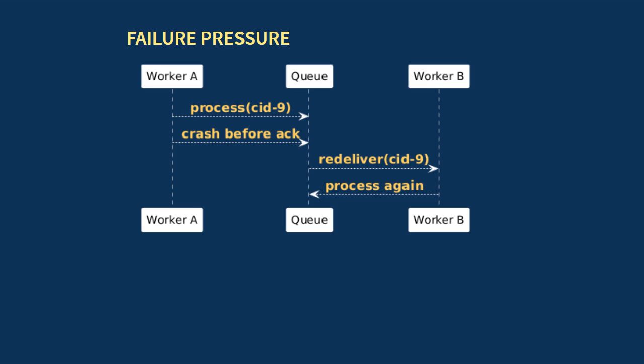Now the failure becomes concrete. One worker starts the event, crashes before acknowledgement, and the queue redelivers the same work. The happy path looked fine, but delivery count and execution count were never the same thing. So the bug is not just a crash. It is that the design assumed one delivery meant one execution? Exactly. That hidden assumption is what the pressure exposes.